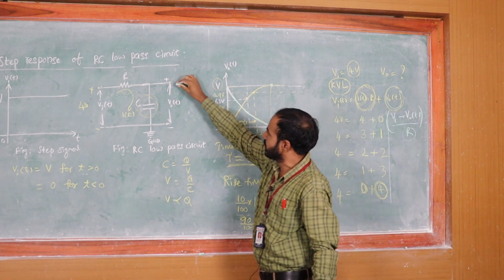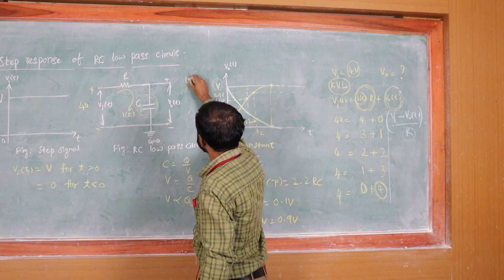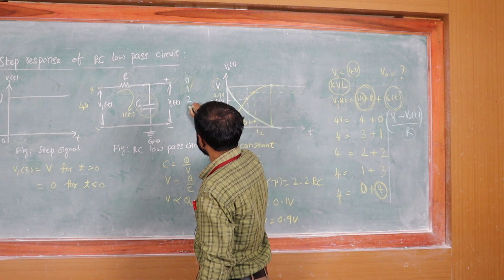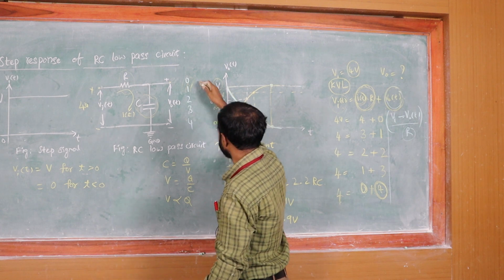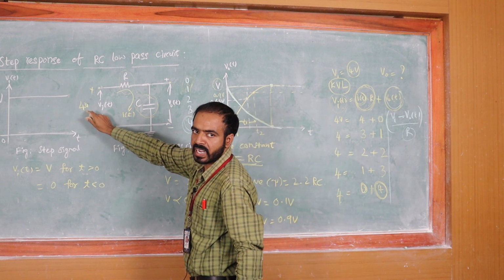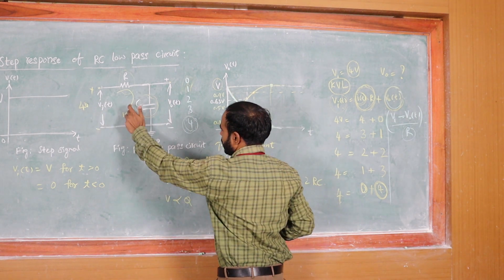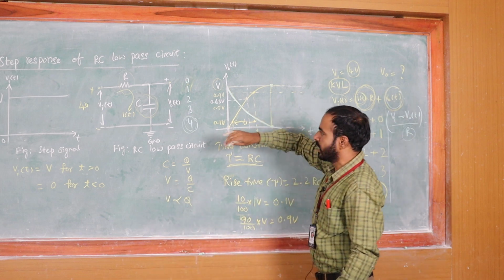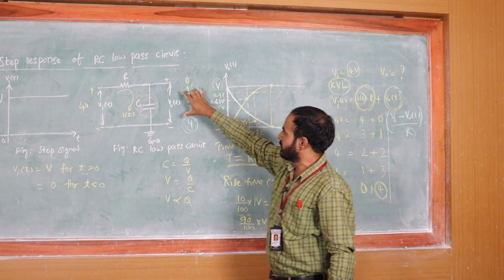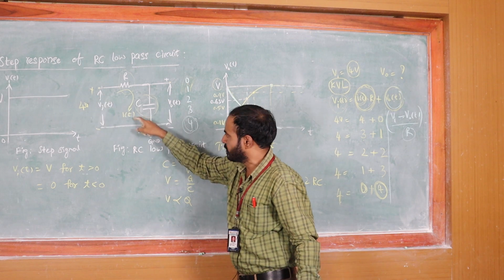At this point the voltage is rising. First I have taken 0, next 1, 2, 3, 4. After some time the output voltage is equal to the input voltage. For example, I have taken 4 volts. So at this point the current in the circuit is 0. Finally, you can say when the voltage across the capacitor is equal to the input signal voltage, the current is 0.